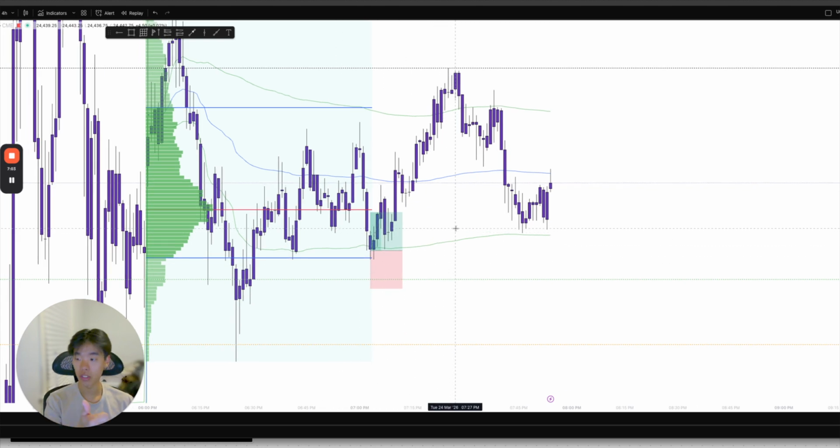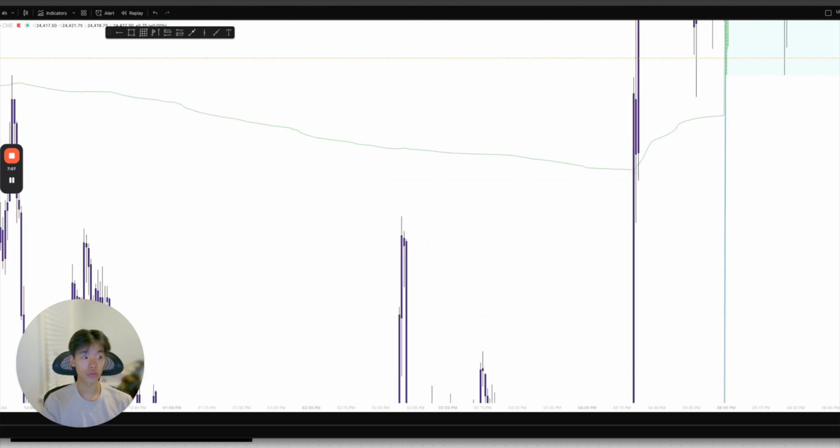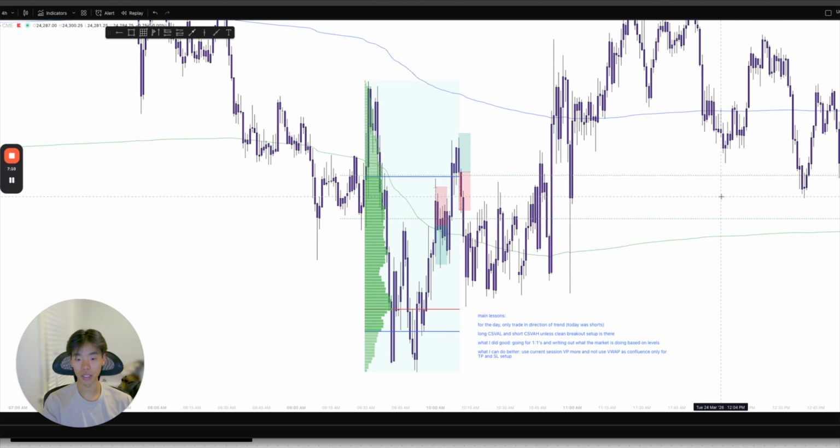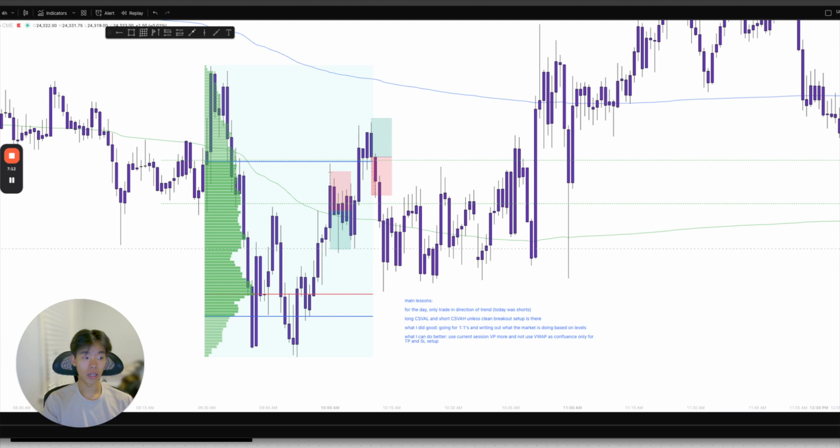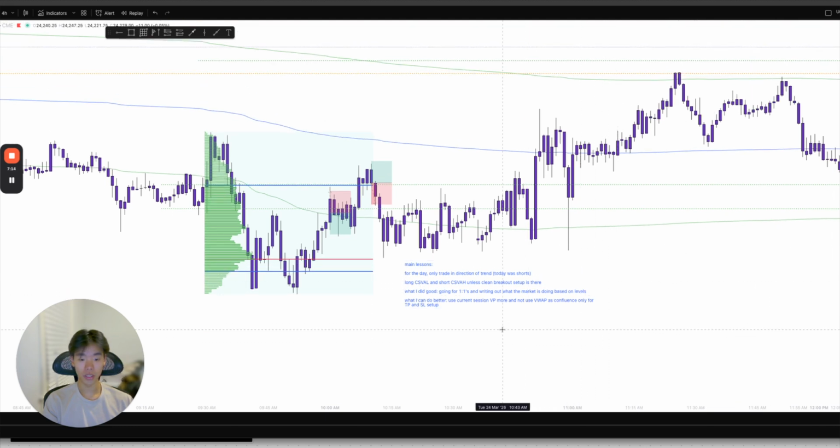So I want to use current session profile more and trade in the direction of the trend during that session as much as I can, sticking with high probability setups. And yeah, that's basically it for today.